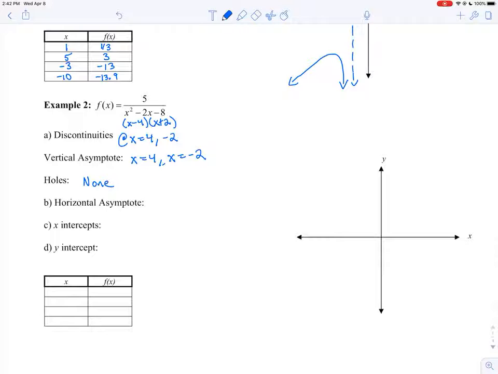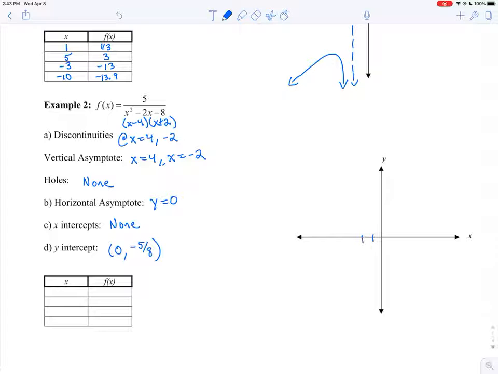Horizontal asymptote, that's based on the degree. The degree is larger in our denominator, so we have a horizontal asymptote at y equals 0. X-intercept, factors of the numerator, there are none, right? If you set y equals 0, the denominator would multiply across and you'd get 0 equals 5. That's not true, so there's none. And then our y-intercept, if we plug in 0 for our x value, comes out to be negative 5/8. All right, so more going on with this one.